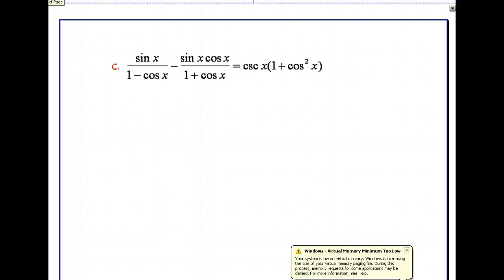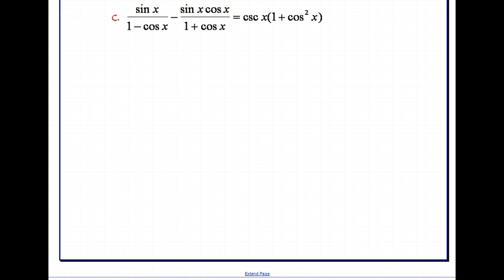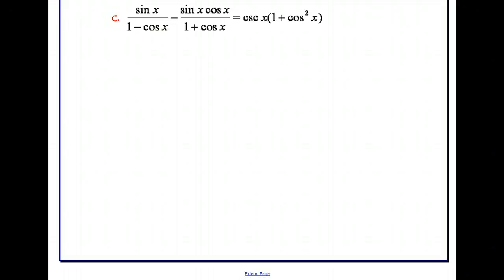One last problem. This one looks a little bad. There's sine over 1 minus cosine minus sine cosine over 1 plus cosine. We want to show the whole thing equals cosecant times 1 plus cosine squared. If you can figure this one out on your own, then there's nothing that's going to stop you. This is as complicated as these get.